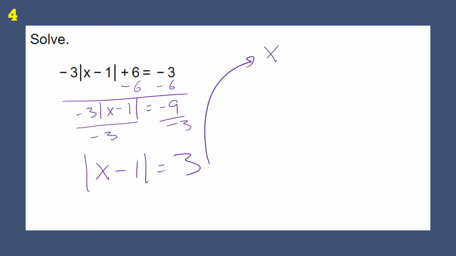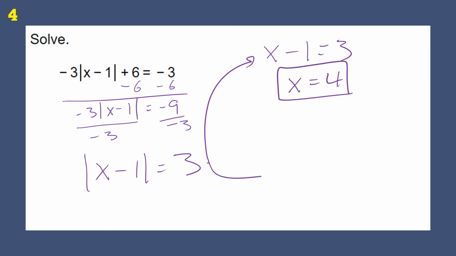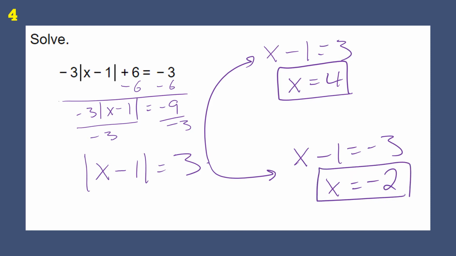First, it could be x minus 1 equals 3. And then I could solve it and I get x equals 4. Or what could happen is it could be x minus 1 equals -3. And if I add 1 to both sides, I get x equals -2. So I end up with both of those as solutions.